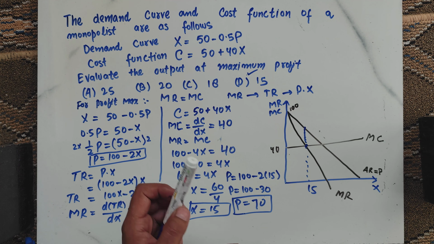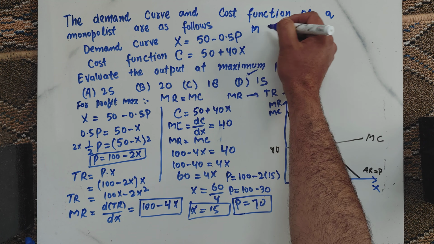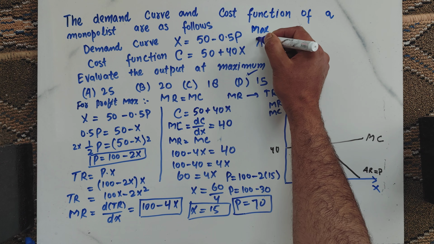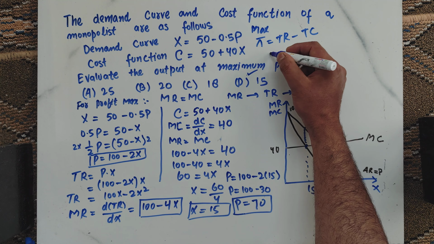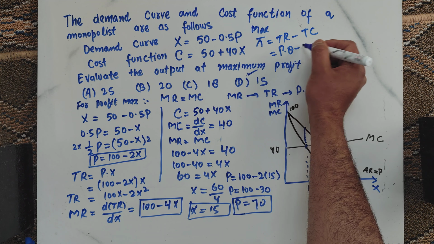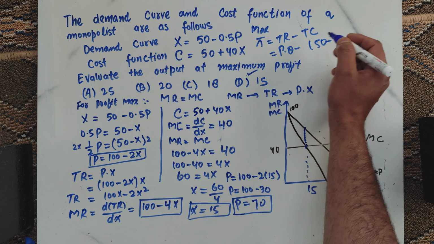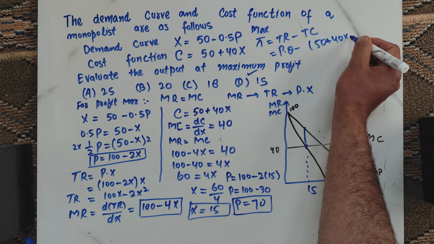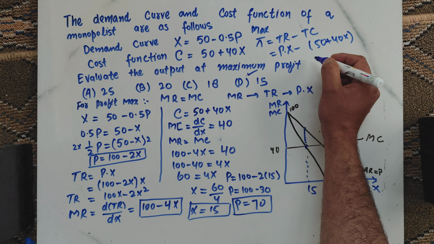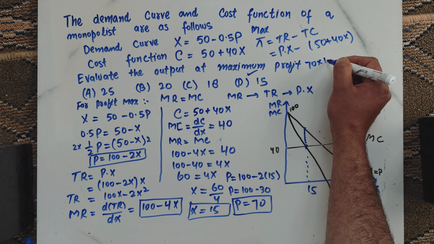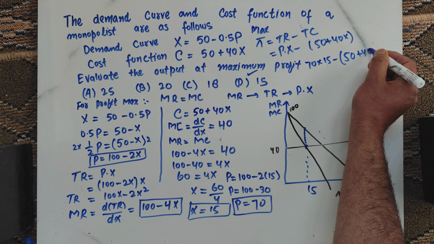So we have the profit maximizing output and price, and we can also find the maximum profit. Maximum profit is equal to total revenue minus total cost. Total revenue is price times output, minus the total cost, which is 50 plus 40 times x. So price is 70, output is 15, minus 50 plus 40 times the output, which is 15.